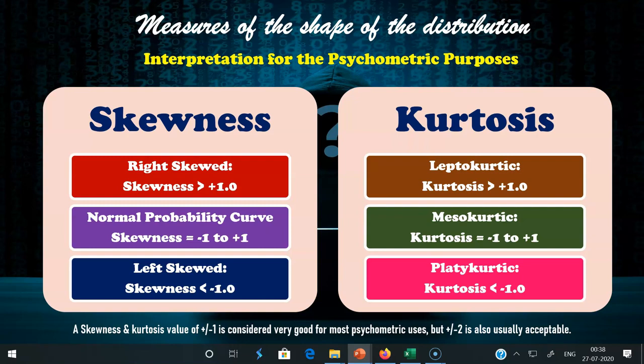For the normal probability curve, the skewness value is -1 to +1. If the skewness value is less than -1, we come to the conclusion of left skewness. In the same way, a kurtosis value greater than 1 is called leptokurtosis. The mesokurtosis value is between -1 to +1. A platykurtosis value is less than -1. This is the way we have to write the interpretations for psychometric purposes.